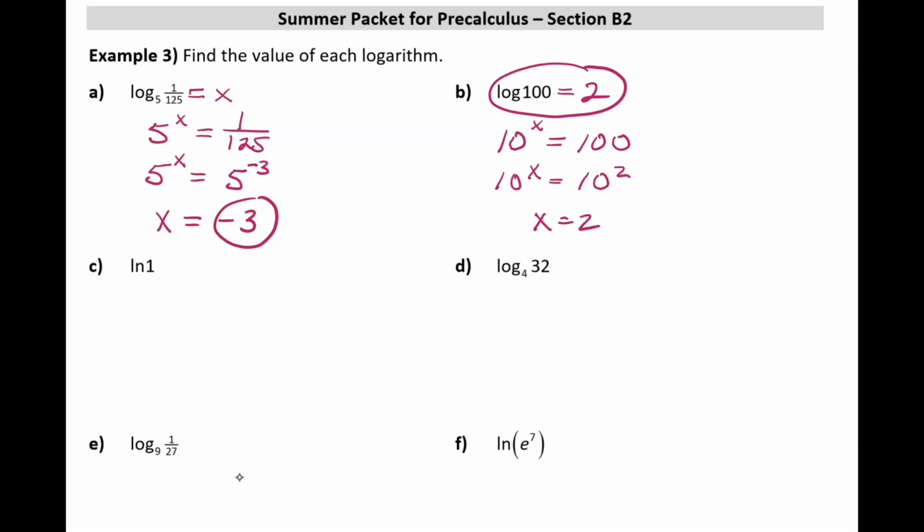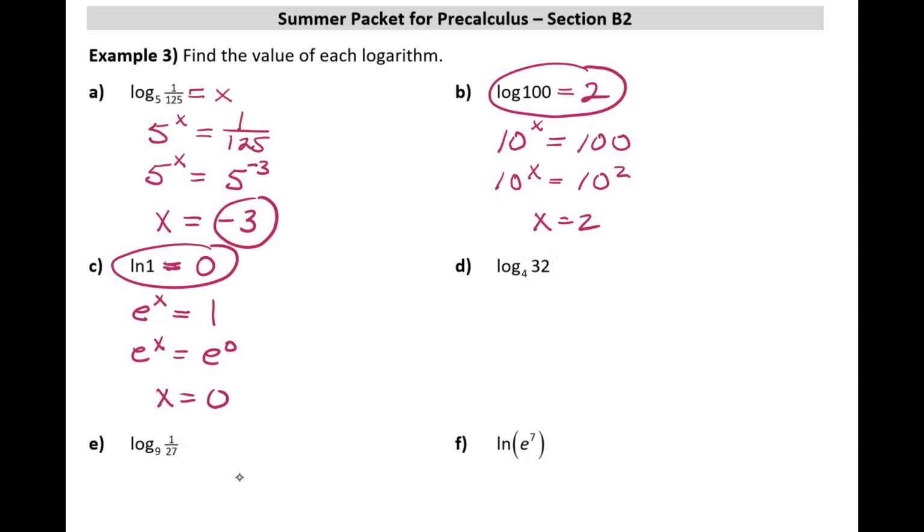And in C we have the natural log of 1, and we're going to think of that equaling x, asking ourselves what is the base, e, since it's a natural log, and what is the exponent, that's what we don't know, equals 1. Well, if I have a result of 1, we know that that's from raising something to the 0 power. So x must be equal to 0, and the natural log of 1 is equal to 0.